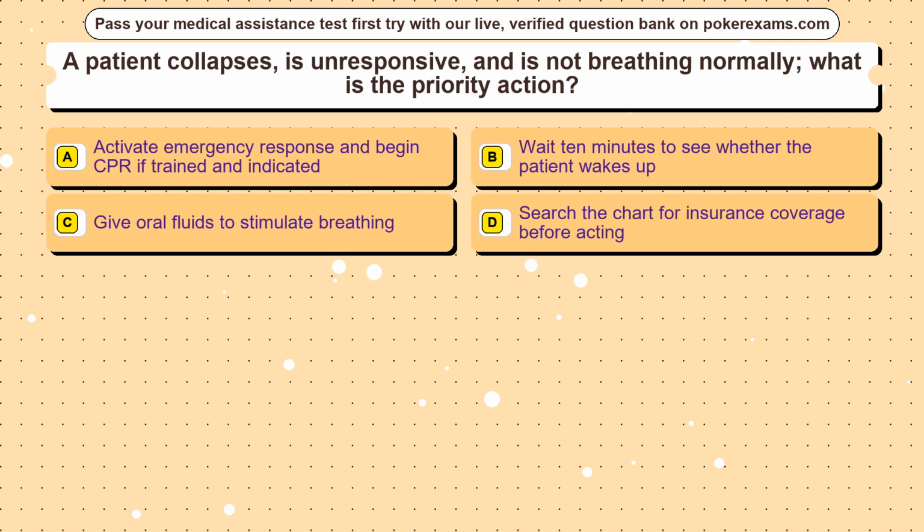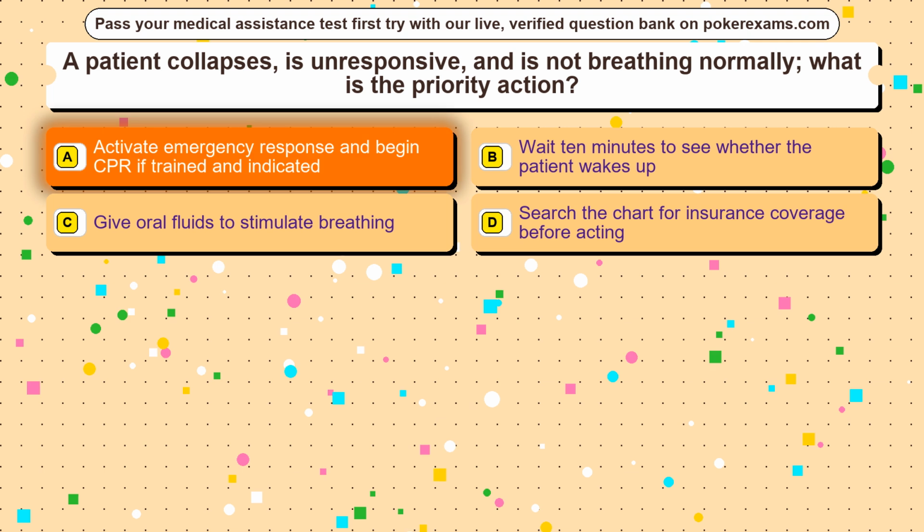Question 76. A patient collapses, is unresponsive, and is not breathing normally. What is the priority action? Option A, activate emergency response and begin CPR if trained and indicated. Option B, wait 10 minutes to see whether the patient wakes up. Option C, give oral fluids to stimulate breathing. Option D, search the chart for insurance coverage before acting.